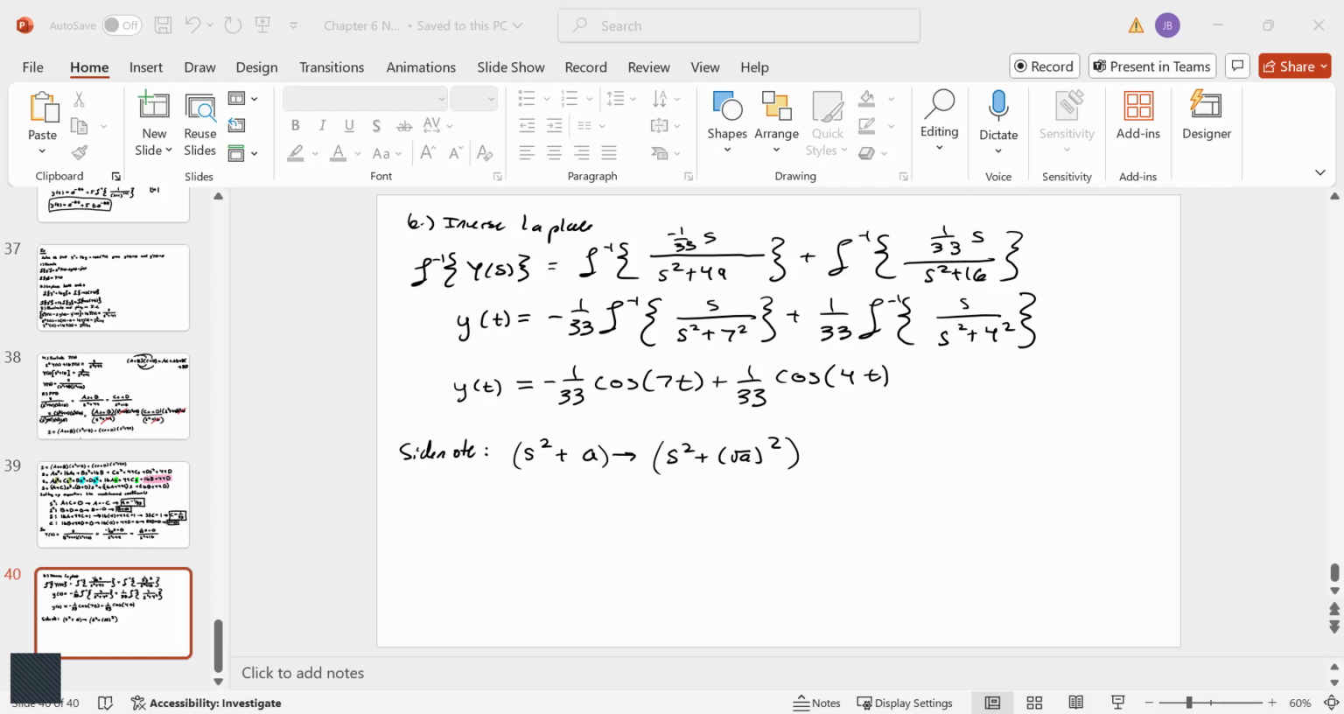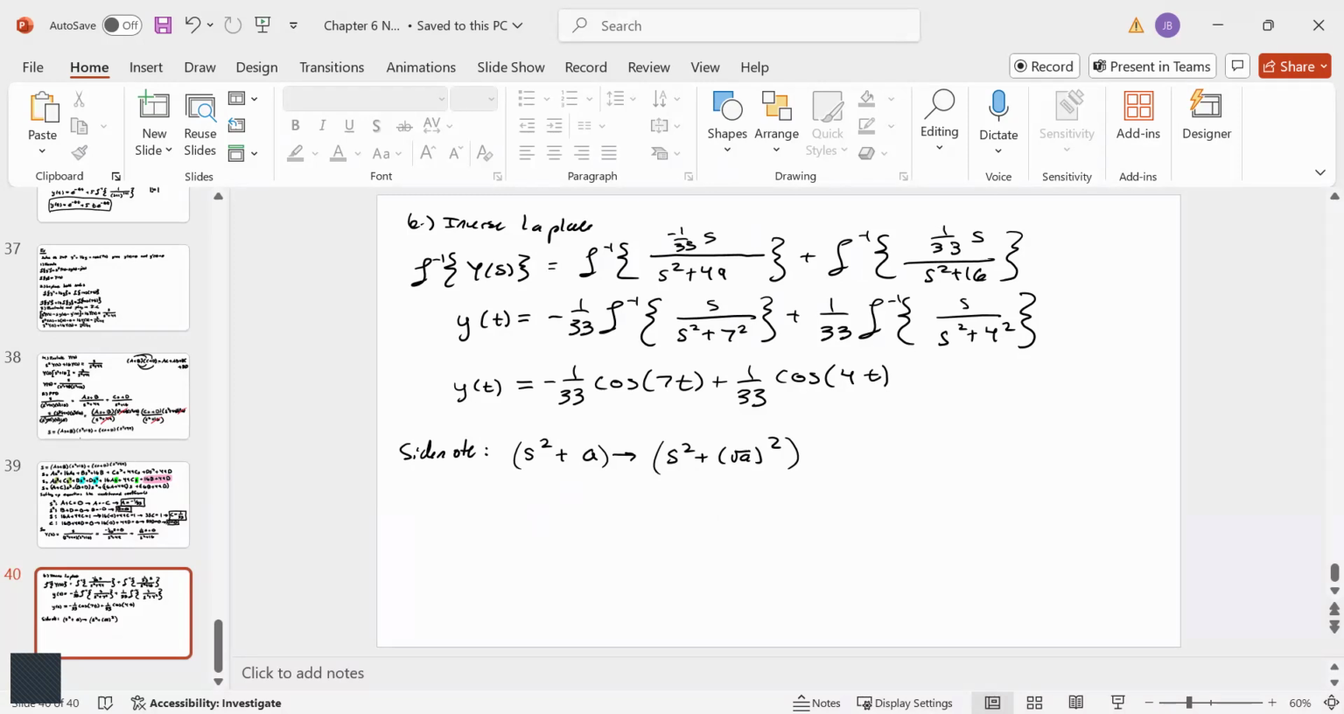Now, if you're wondering, would it ever be s squared minus a squared? The answer is no, because s squared minus a squared is called the difference of squares, which would be s minus a and s plus a. So that's the real root case. So you wouldn't have sine or cosine from that because you have real roots. Sine and cosine come from complex roots. So this would just be a regular partial fraction decomposition to these two linear terms or whatever they're called. So you never have to worry about the minus case because that's not cosine and sine essentially.